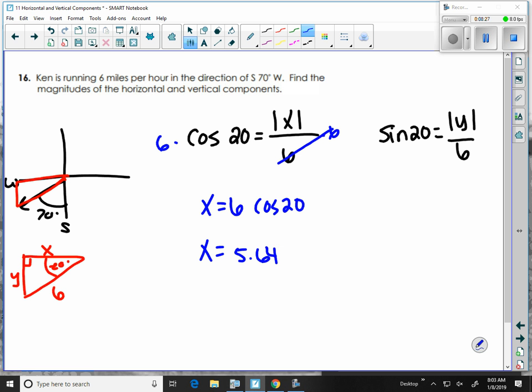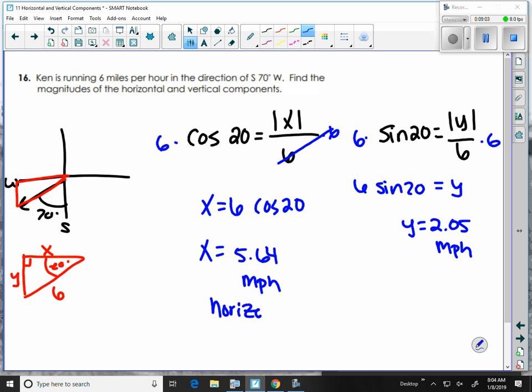What are we dealing with here? Miles per hour? Yeah. And over here, same thing. Multiply both sides by 6. So there's your vertical and horizontal component. Which one is horizontal? Which letter? X. X will always be horizontal. And Y will always be vertical.